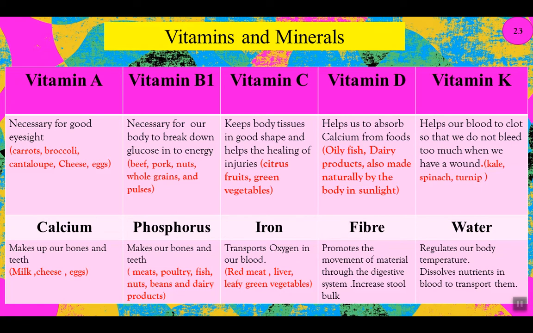Vitamins and minerals. Besides the carbohydrates, proteins, and fats, we need many types of vitamins. We also need some minerals and water. So here's a table clearly showing why these nutrients are important to us. Vitamin A is necessary for good eyesight. We can take vitamin A from carrots, broccoli, cantaloupe, cheese and eggs.